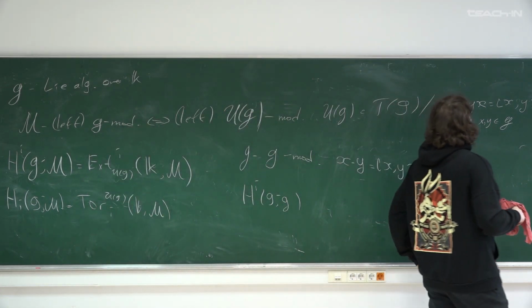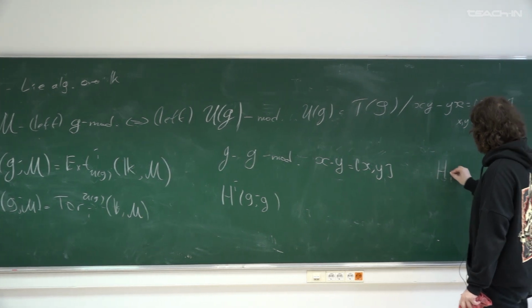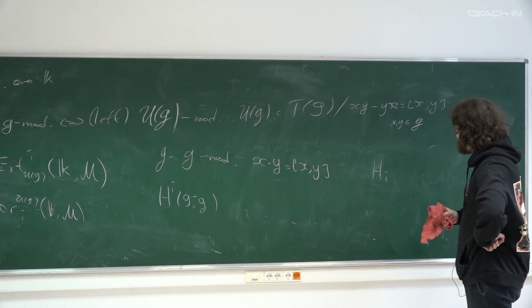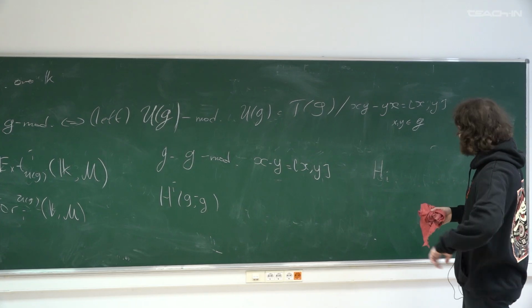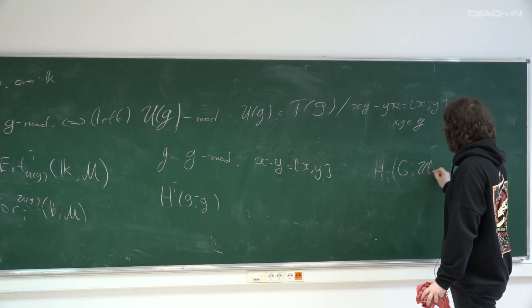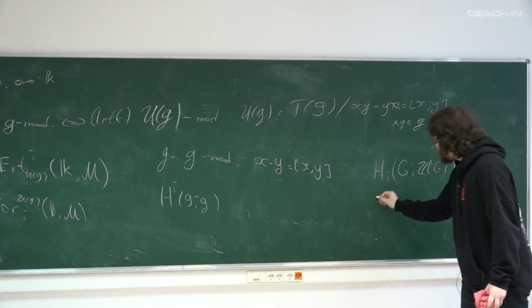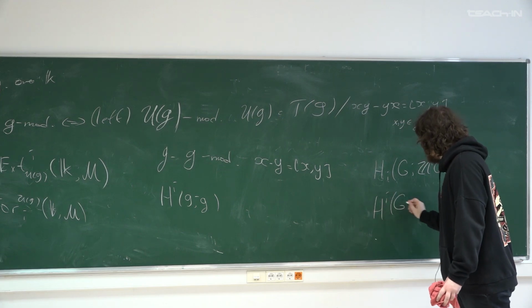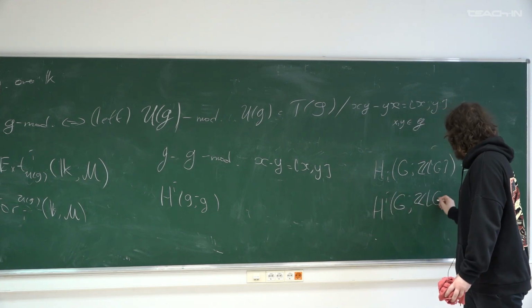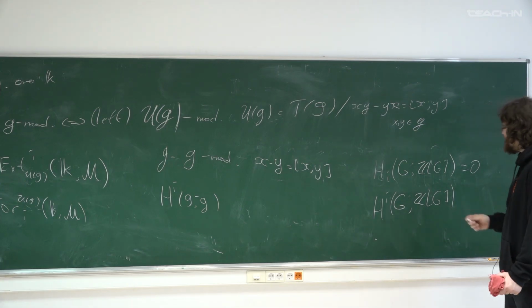For groups, we can consider homology and cohomology with coefficients in the group ring. Cohomology with coefficients in the group ring is of course trivial in the sense that this ring is free over itself, so it's zero. But the other one is not trivial.